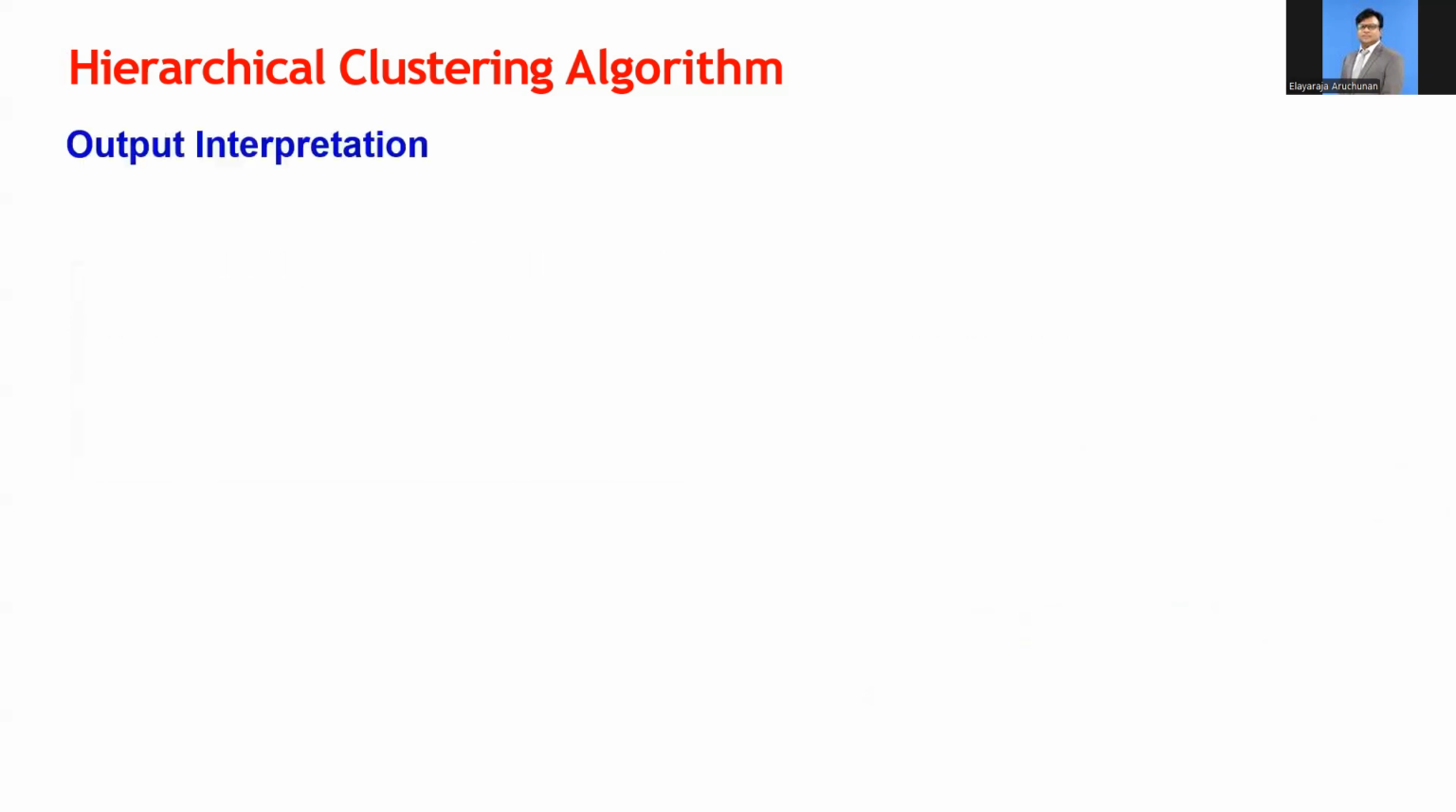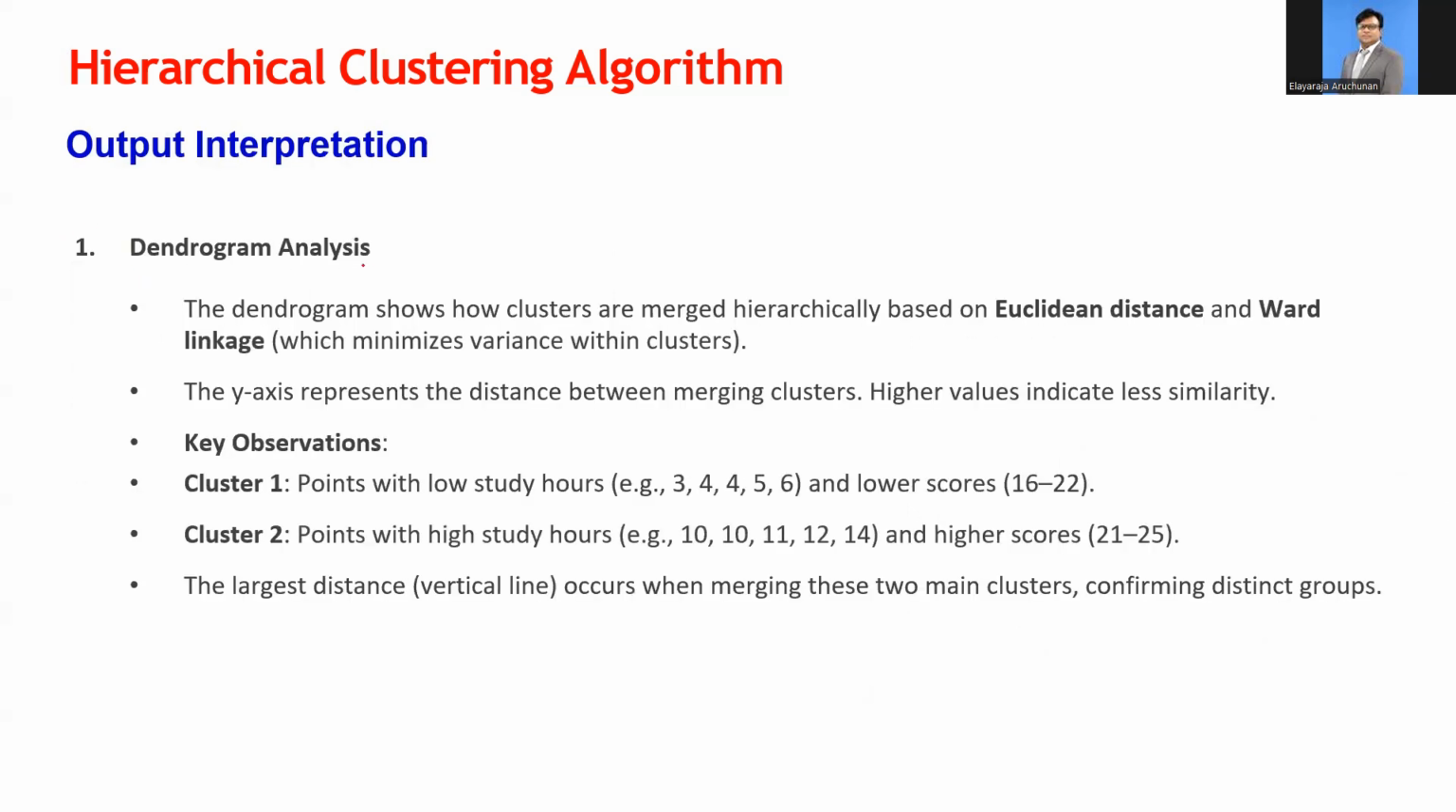Okay, now we move to the interpretation. Based on the dendrogram analysis, we can see how clusters are merged hierarchically based on the Euclidean distance and Ward linkage, which minimizes the variance within the clusters. Next, the y-axis represents the distance between the merging clusters, and a higher value indicates less similarity. So if the value is higher, it means less similarity.